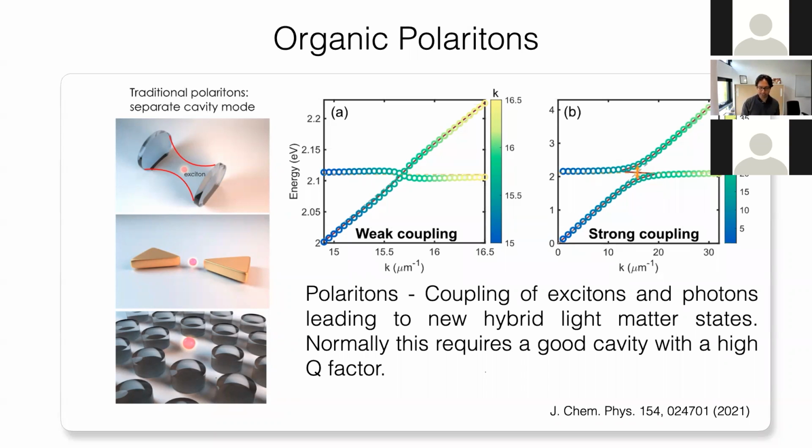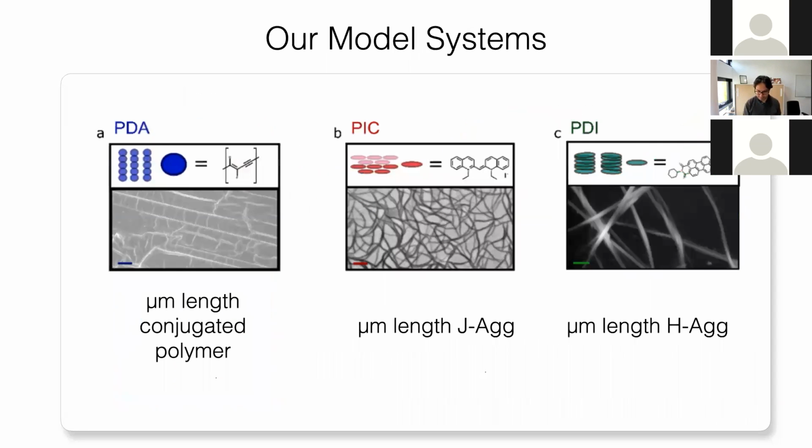Of course, polaritons are well studied in inorganic systems and equally in organic systems. But the key thing is it normally requires you to have a good cavity so that you can have a high Q factor. That is to say, you can confine light really well and couple very strongly with the exciton. So in a normal organic semiconductor film, we normally never talk about polaritons. We talk about excitons because we don't have a cavity.